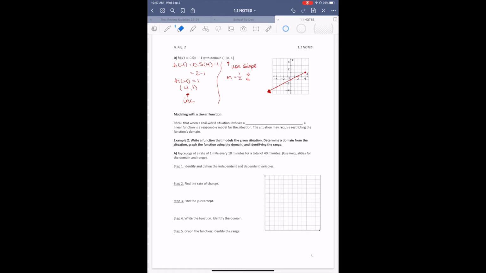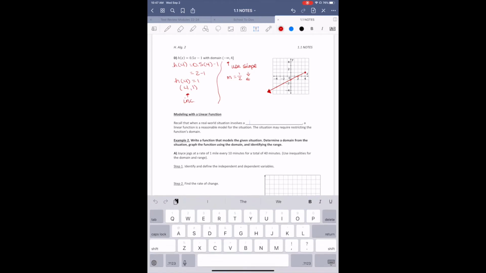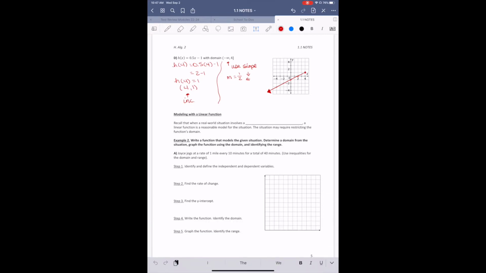All right, the last thing we are looking at is how to model with a linear function. So recall that when a real world situation involves a constant rate of change, a linear function is a reasonable model for the situation. The situation may require restricting the function's domain.